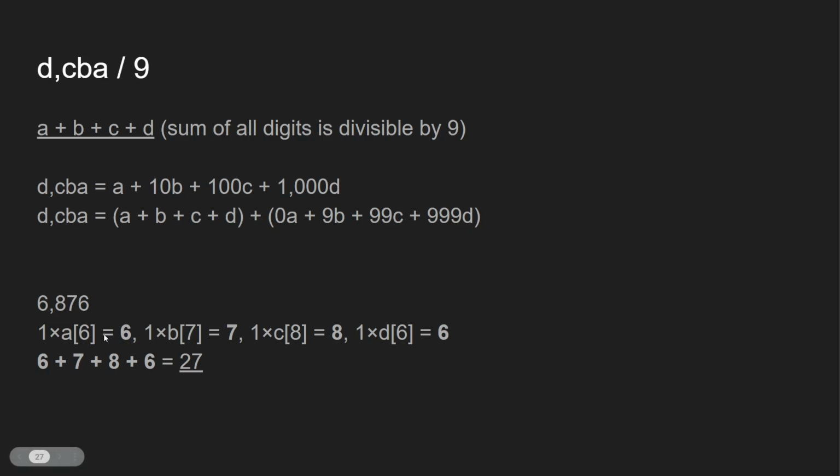So, let's take the number 6,876. 6 plus 7 plus 8 plus 6, again going in reverse order. 6 plus 7 plus 8 plus 6 is 27. 27 is obviously divisible by 9. And even if you didn't know, 2 plus 7 equals 9, that's probably where the majority of the thing comes from, right? You know that 27 is divisible by 9 because 2 plus 7 equals 9. 36 is divisible by 9 because you know that 3 plus 6 equals 9. 45, 54, 63, you get the idea. So, those were the easy ones.